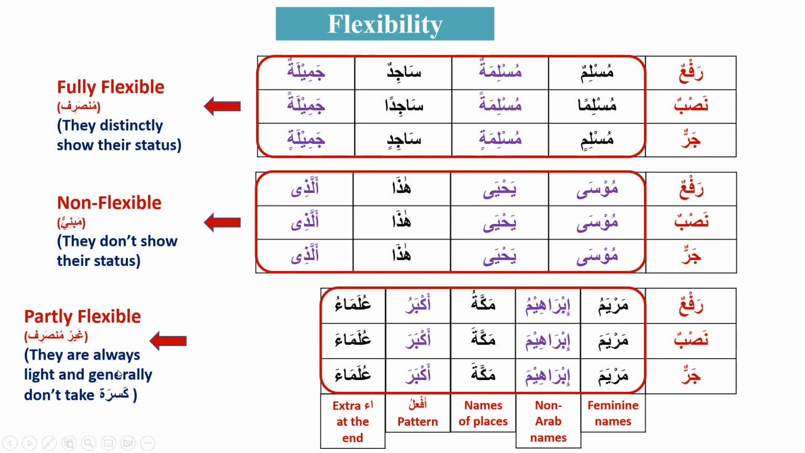So partly flexible words don't take kasra, and they're always light. No tanween on them. But in languages, it is difficult to make rules which will be applicable 100% of the time. So there are exceptions. Okay, so what is the exception?